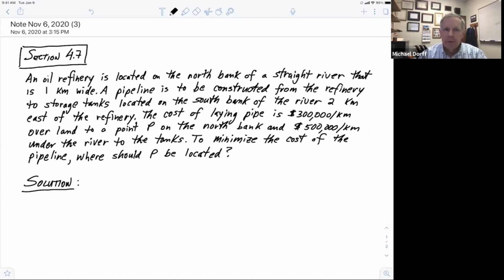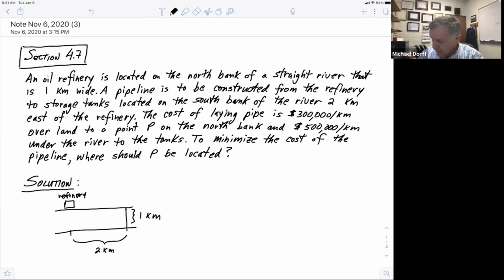We're looking at another problem from section 4.7 on optimization problems. In this problem, you have a river that is 1 kilometer wide. So we have that is 1 kilometer. And on one side of the river, you have a refinery. Put that right there as that box. And on the other side here, at a distance of 2 kilometers, you have some tanks here, storage tanks.